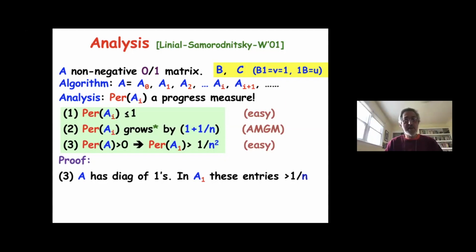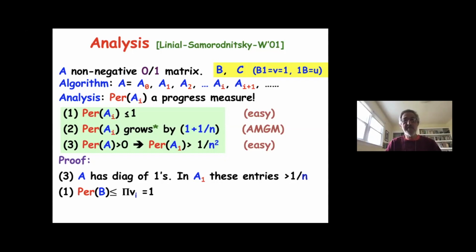Okay, so let's look at the first claim, the permanent of any element in the sequence, like B. Well, the permanent is always at most the product of the row sums. That's very easy to see. And here, all the row sums are 1, so the product is 1. So we have this upper bound. And the most interesting case is 2, but it's also very simple.